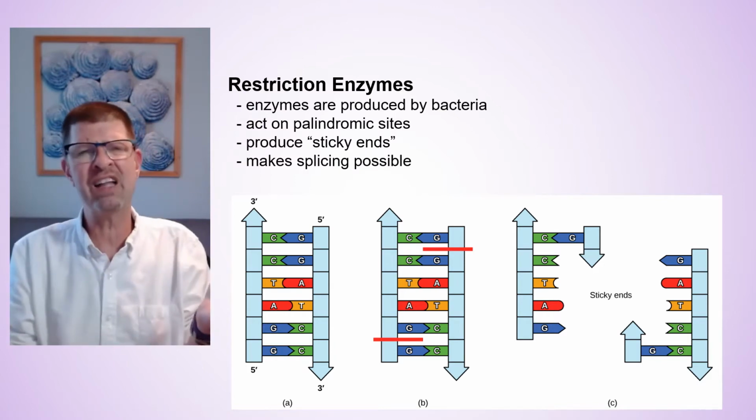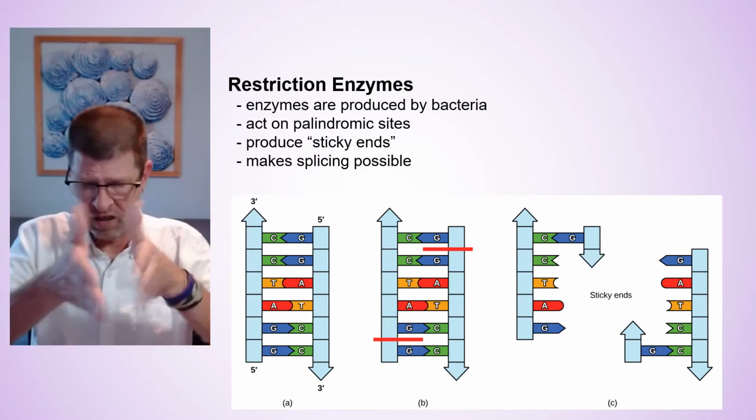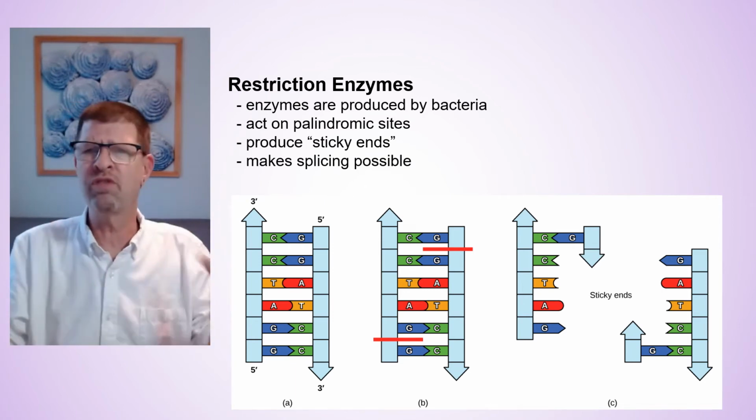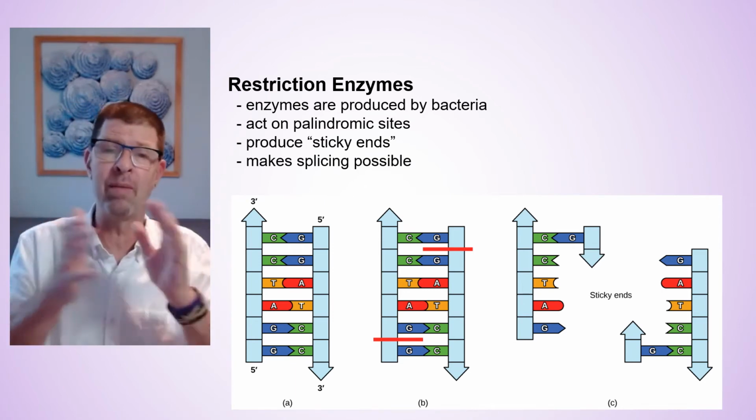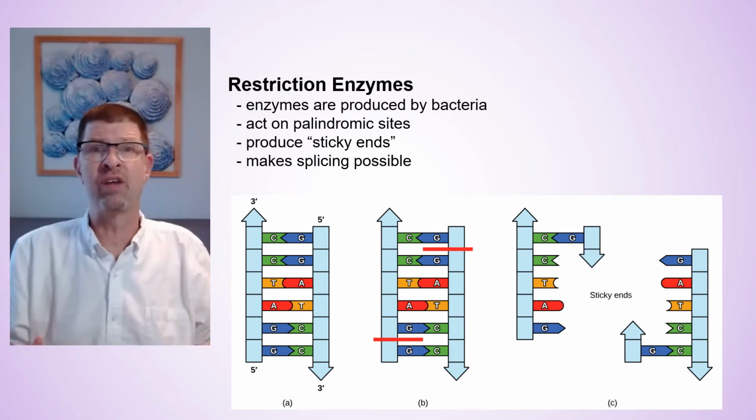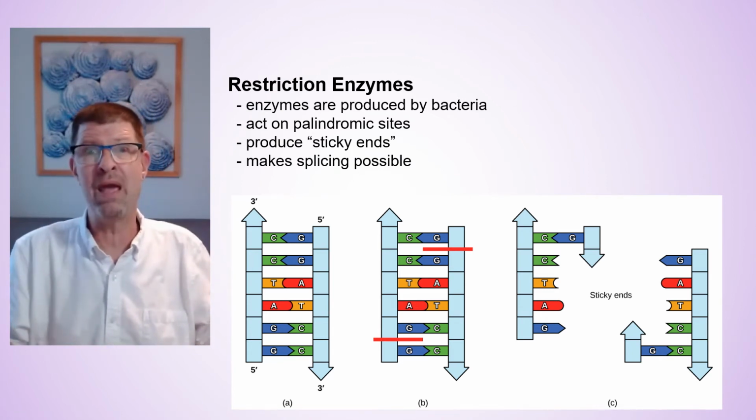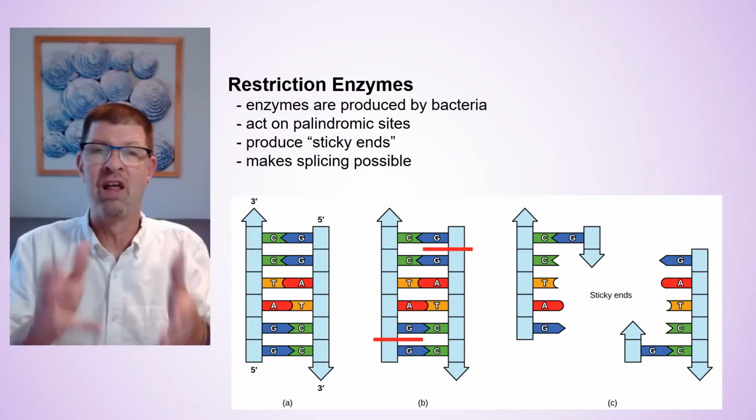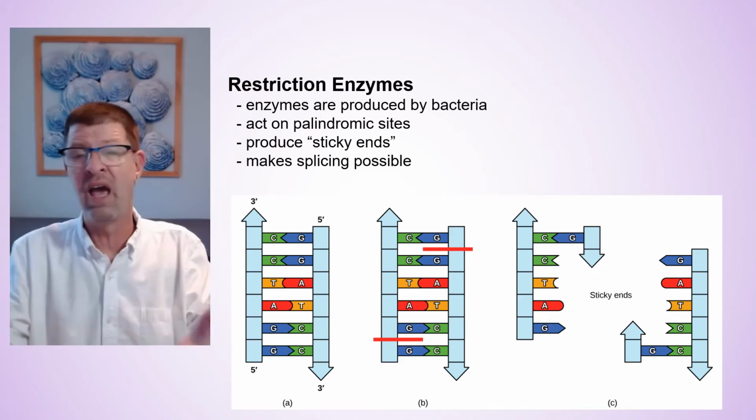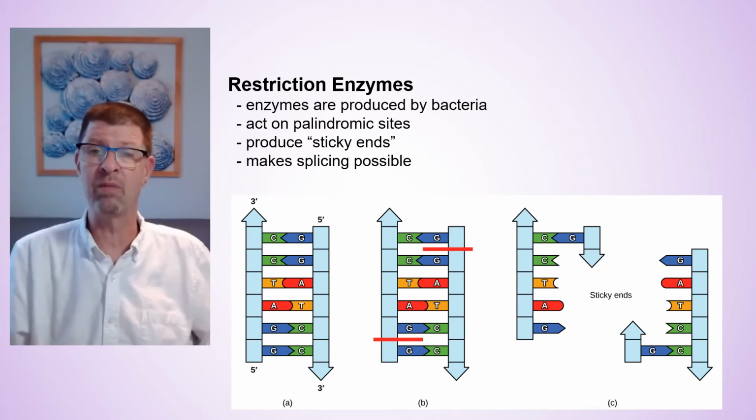But how did we cut that DNA up? Did we get a tiny little knife and bring in the Ginsu chef? No. We don't use objects to cut up DNA. We use chemicals to cut up DNA. And the chemicals we use are made for us by bacteria. Bacteria make special enzymes that cut up DNA. We just have to get those enzymes out of the bacteria and we can use them as tools. These enzymes are called restriction enzymes.